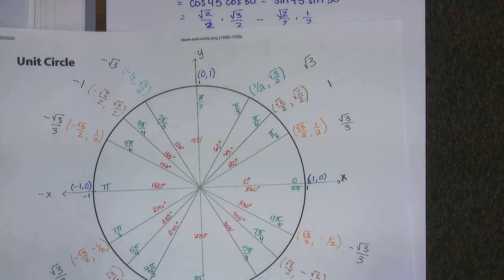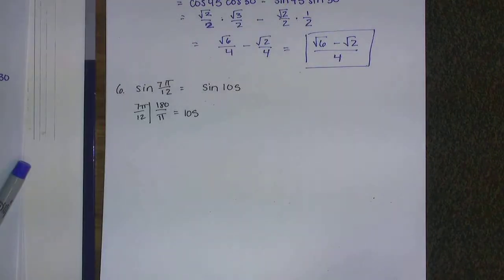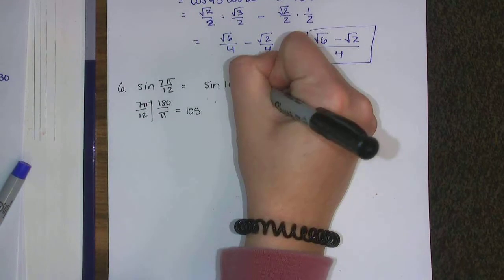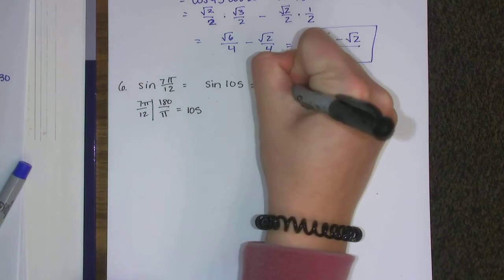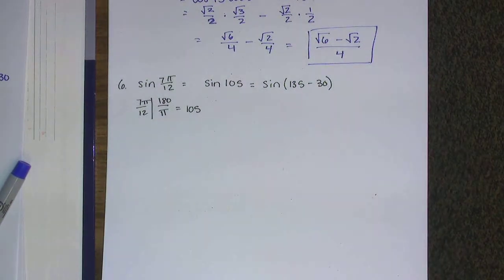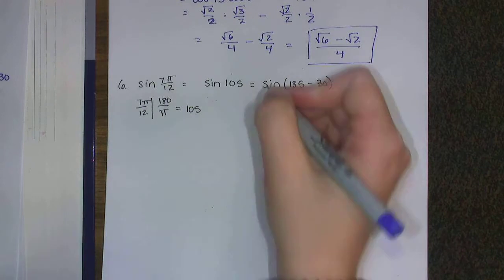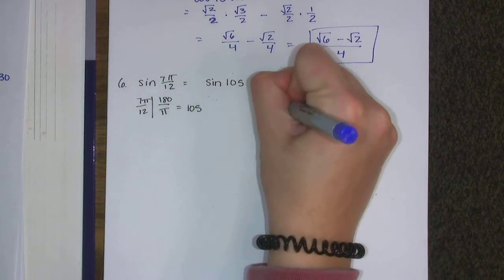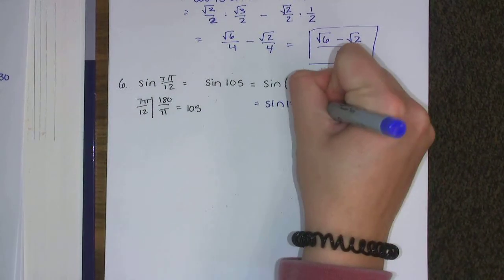So the sine of 135 minus 30. Again, just following your formula, this is the sine of 135 cosine of 30, same sign, so minus cosine of 135 sine of 30.